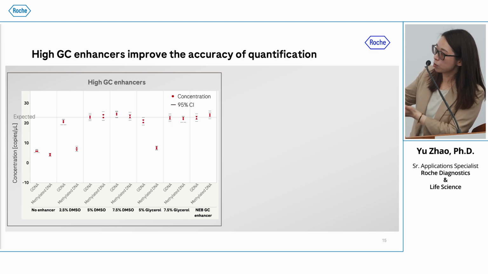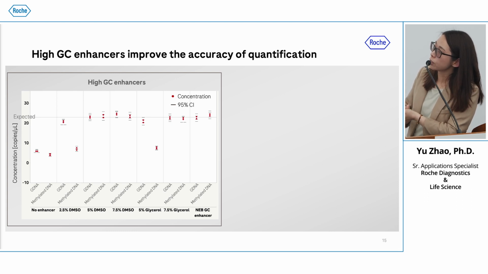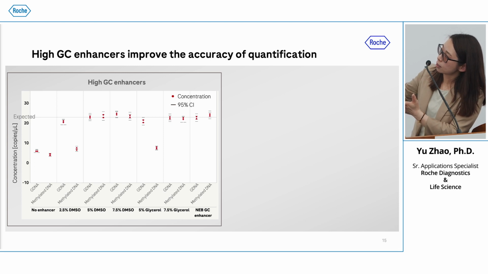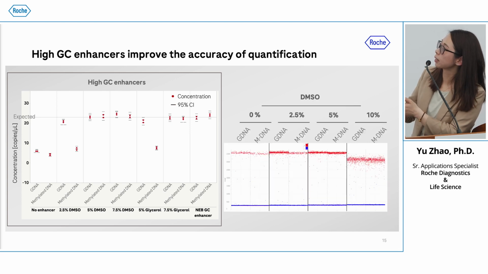By adding 5% DMSO, 7.5% DMSO, as well as 7.5% glycerol, and the high GC enhancer from AEB, it significantly improves the accuracy of quantification, with expected concentrations falling within 95% confidence intervals.